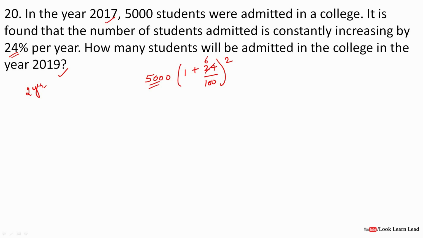So you'll get 6 by 25. 25 plus 6 is 31. 31 by 25 whole square into 5,000. For 31 square, you can use a shortcut also, or if you remember it, it is well and good. So you can solve it.